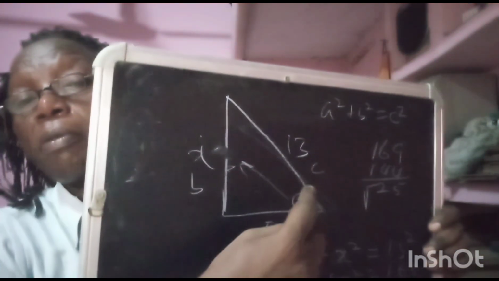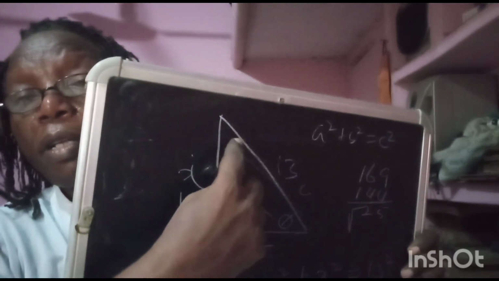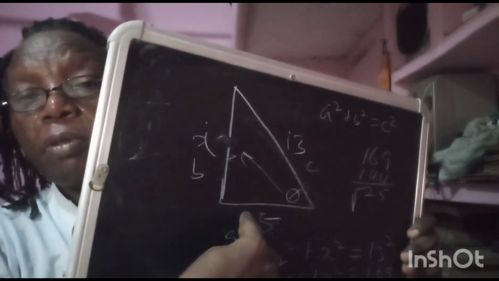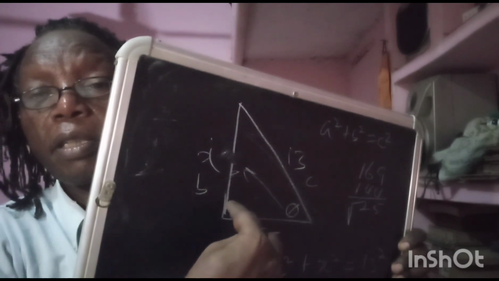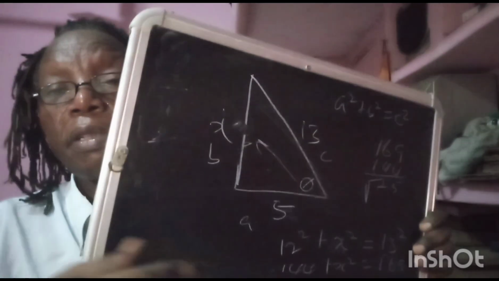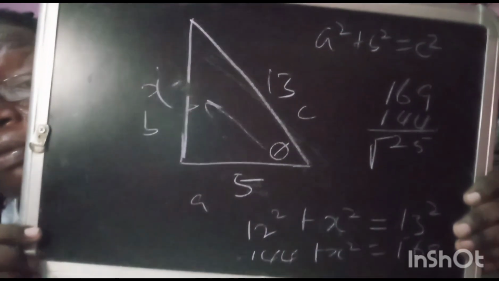And it depends where the angle theta is. If the angle theta is there, then this will be the opposite. If the angle theta is here, then this is the opposite. This is 90 degrees. Okay, guys?